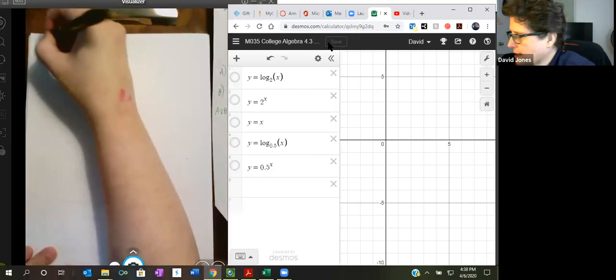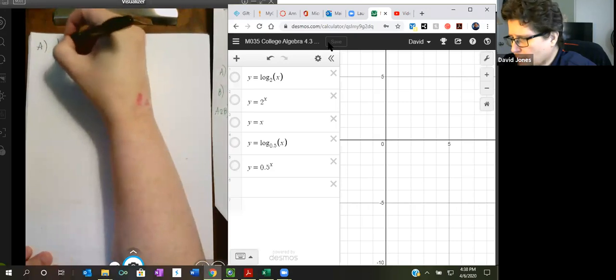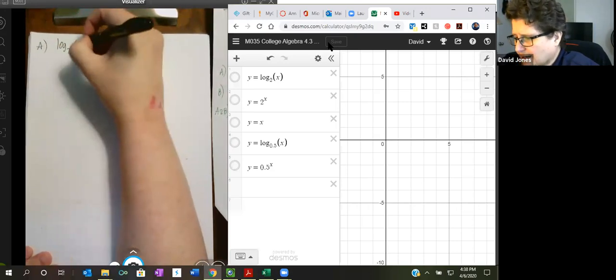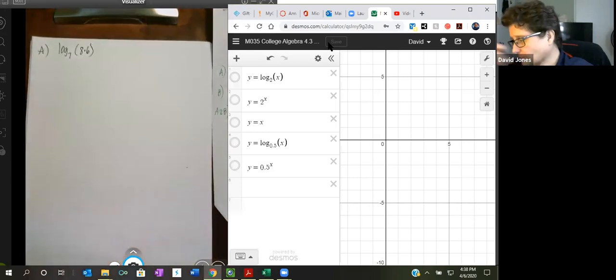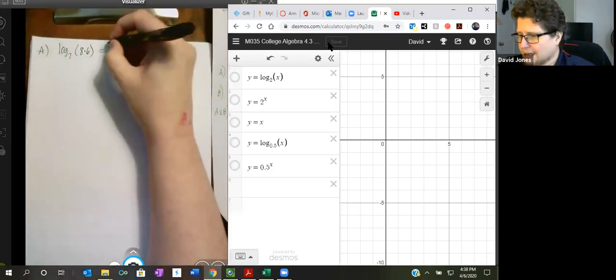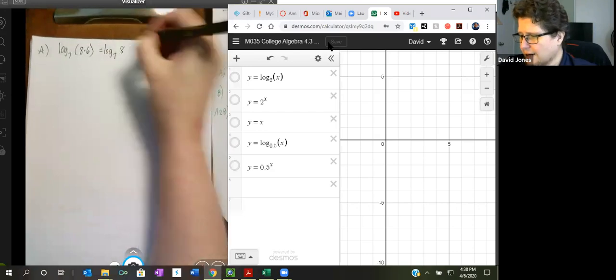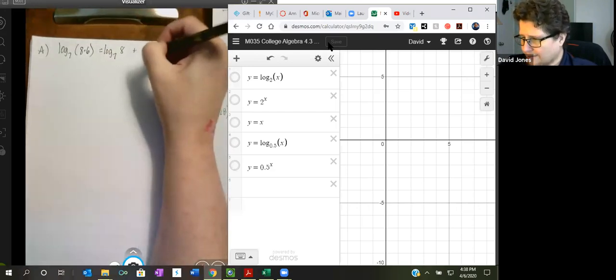So A, we're going to do log base 7 of 8 times 6. I can rewrite that as log base 7 of 8 plus log base 7 of 6.